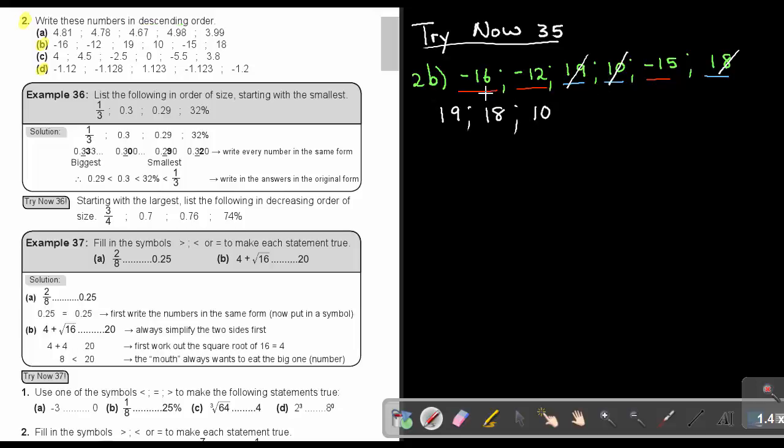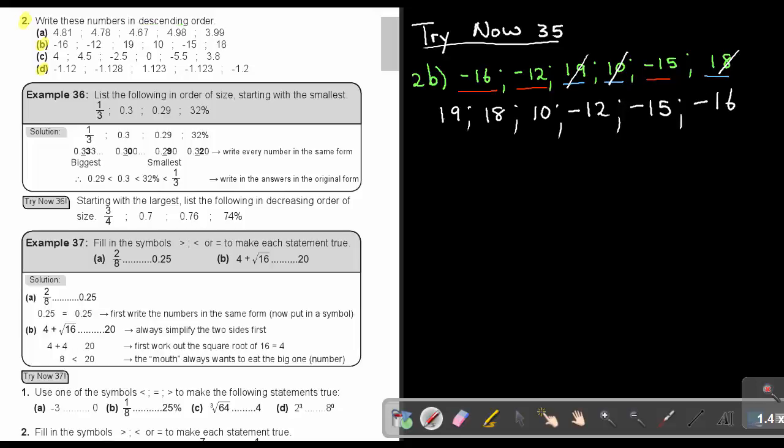Now be careful with your negative ones, because we are going from the biggest to the smallest. This one is the smallest, this one is small, so then comes negative 12, and then negative 15, and then negative 16. And make sure you have all your numbers: 1, 2, 3, 4, 5, 6, 1, 2, 3, 4, 5, 6. And that will be in descending order.